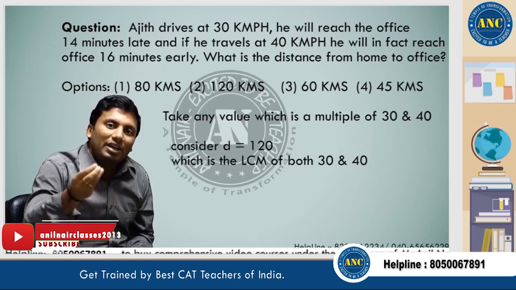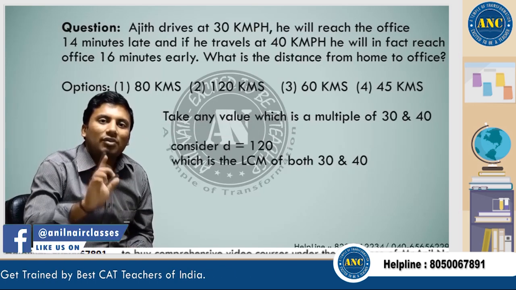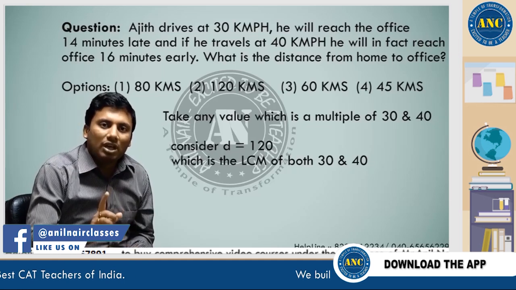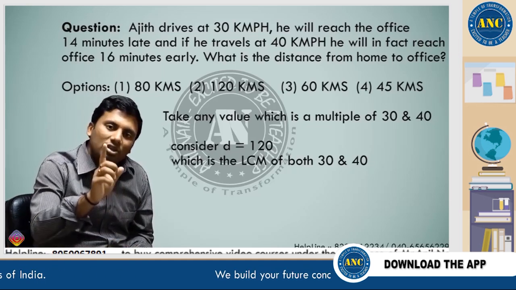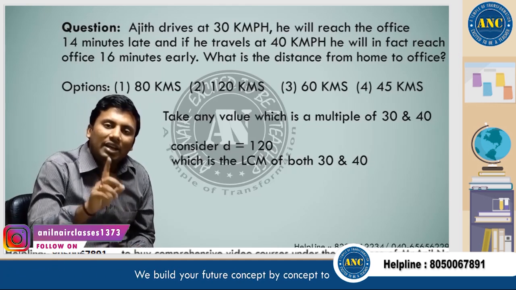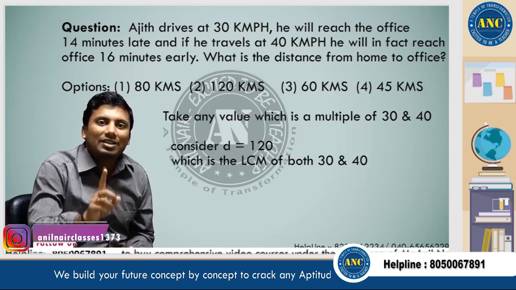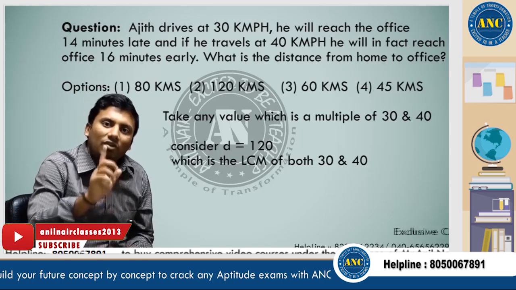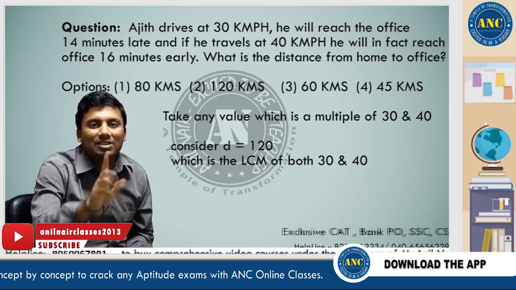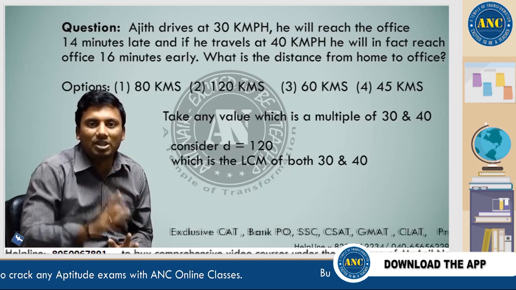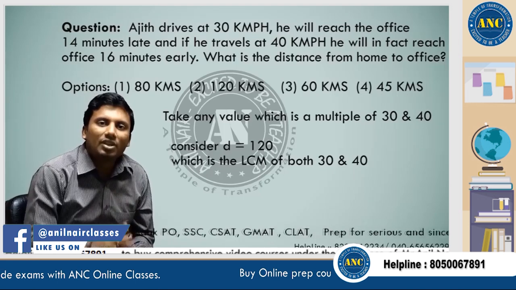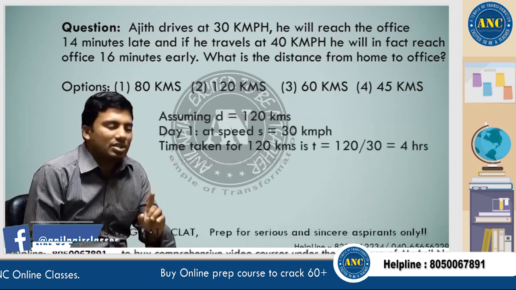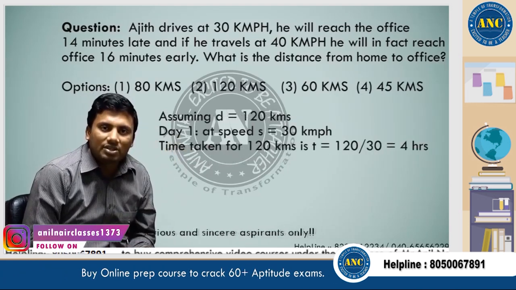Even if you multiply 30 into 40, you will still get the same answer. If you wish to take your roll number as a d value, still you will get the same answer. Any integer value other than 0, if you take, you will get the answer. Because he is traveling some distance, we cannot take 0. 0 will make all the values 0. I assumed the distance to be 120 kilometers.